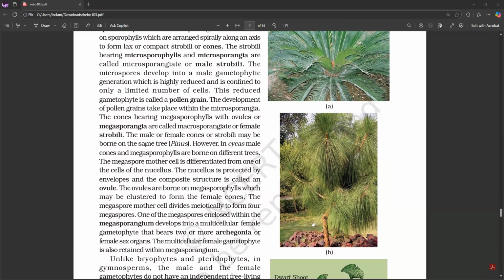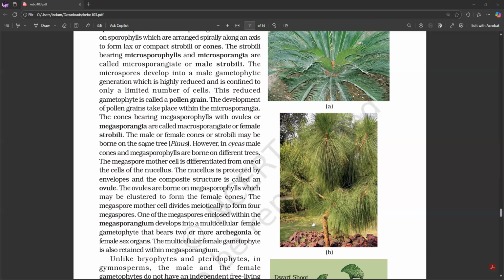The microspores develop into a male gametophytic generation, which is highly reduced and is confined to only a limited number of cells. This reduced gametophyte is called a pollen grain. The development of pollen grains takes place within the microsporangia. The cones bearing megasporophylls with ovules or megasporangia are called macrosporangiate or female strobili. The male or female cones or strobili may be borne on the same tree. However, in cycas, male cones and megasporophylls are borne on different trees.